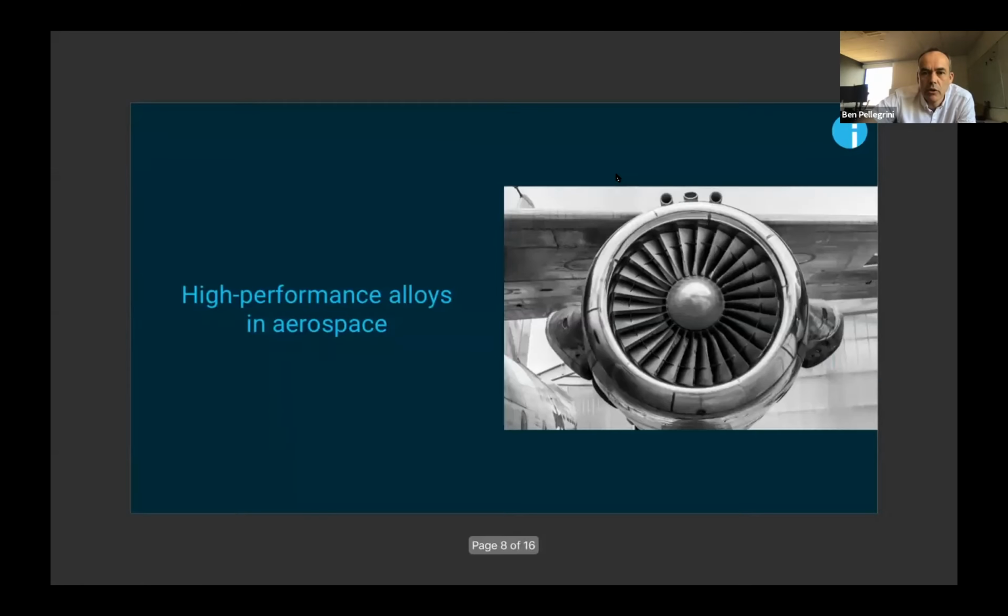So now I'd like to share a couple of real-world examples of where this generic machine learning approach has been applied and delivered real-world savings. The first use case I'd like to talk about would be for the design of high-performance alloys in aerospace. In this case, a new alloy was needed for use in the jet engine that we can see here.